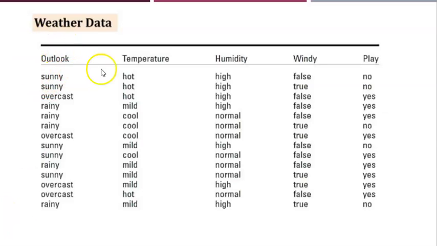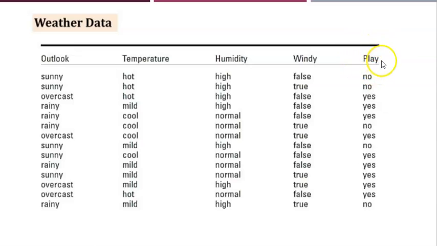Based upon the outlook, temperature, humidity and windy, we are trying to predict whether the match will be conducted or not. So play is the target variable here, and you can see yes and no, only two options, which means a binary classification model. Outlook is categorical, temperature is categorical, and humidity and windy are also categorical. But in windy, you can see false and true, which you might also consider Boolean. So how do we calculate entropy for this?